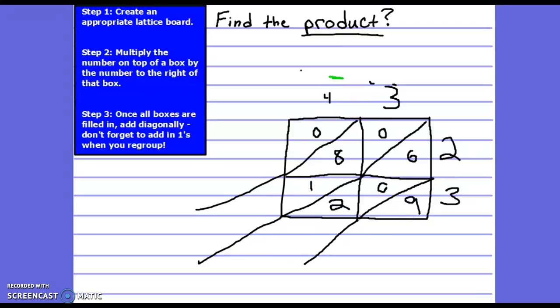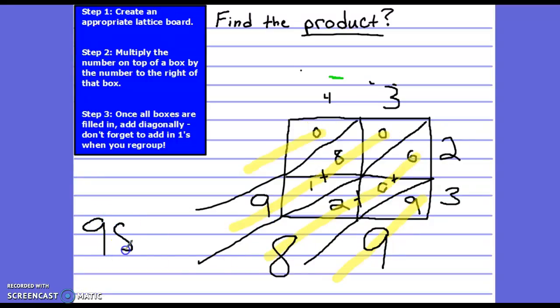Now I'm ready to highlight and add. Pull out my ones, pull out my tens. I'm going to eventually add up my hundreds and thousands. You can notice you can use the same exact color highlighter or change if you'd like. Now I'm going to try and not make the same mistake I made on the previous problem. I'm pulling out a 9. Then I'm doing 6 plus 2 plus 0, which is 8. Then 8 plus 1 plus 0, which is 9. And nothing up here, so my answer is 989.